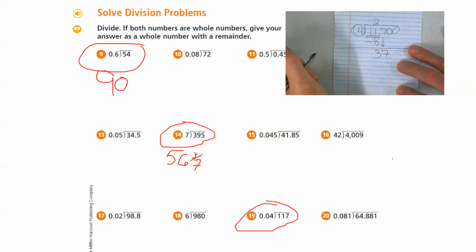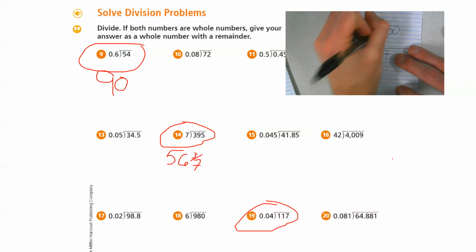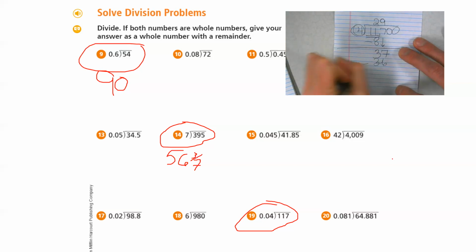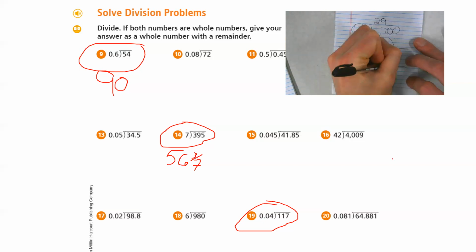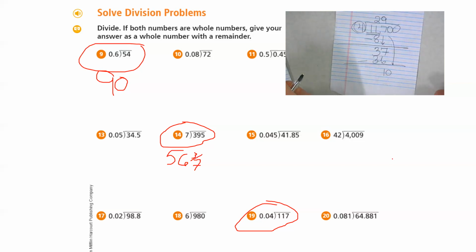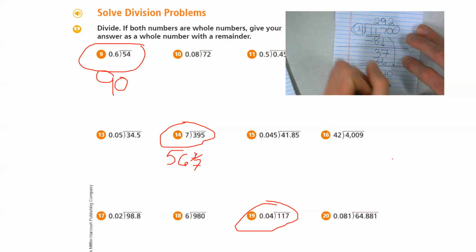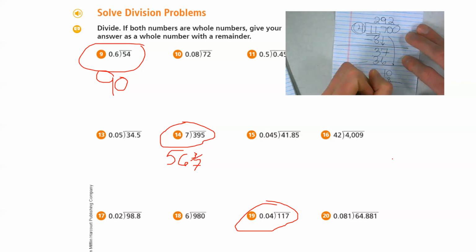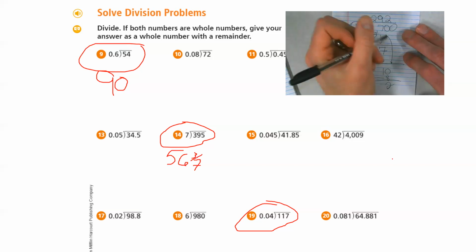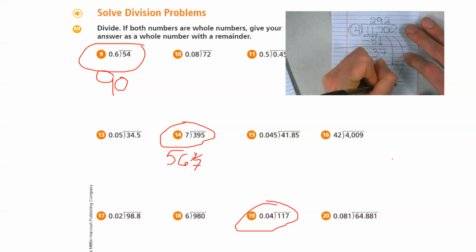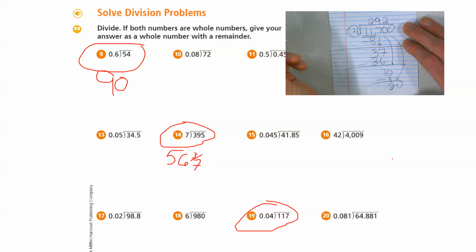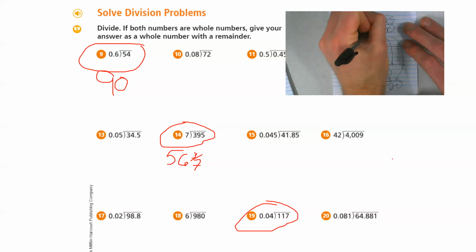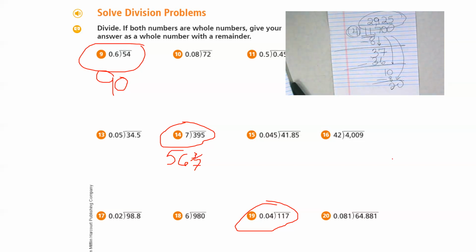How many 4s go into 37? Well, 4 times 9 is 36. What's left over? 1. 4 goes in twice. That's 8. 2's left over. 4 goes in 5 times. Nothing's left over. Answer's 2,925.